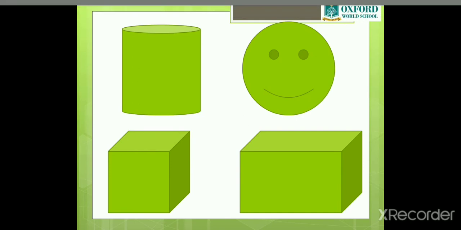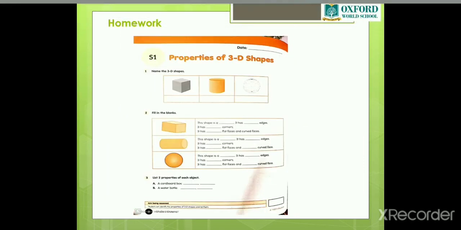So now coming to the next is the homework part. You know the properties of 3D shapes now, so you can easily do this S1 worksheet, and if you feel any doubt while solving this, then see you in the next session.